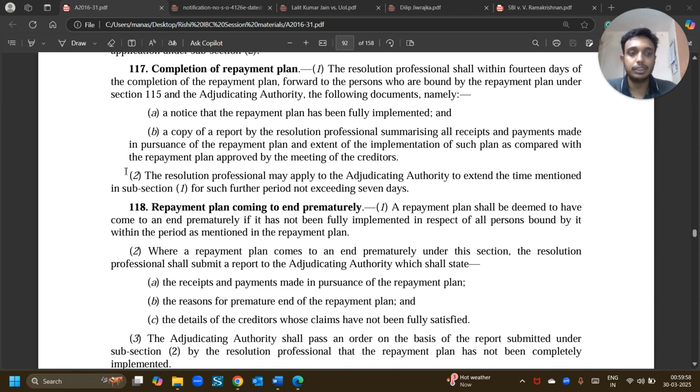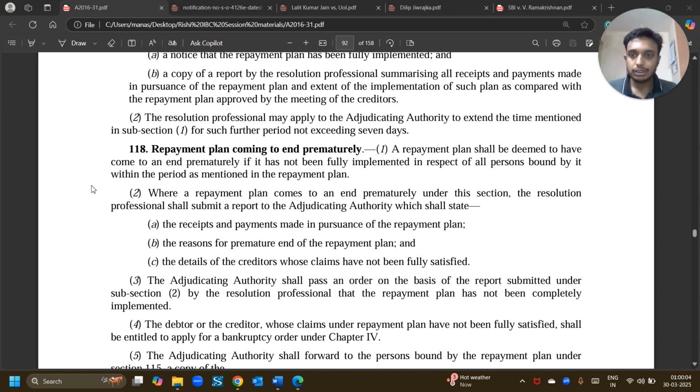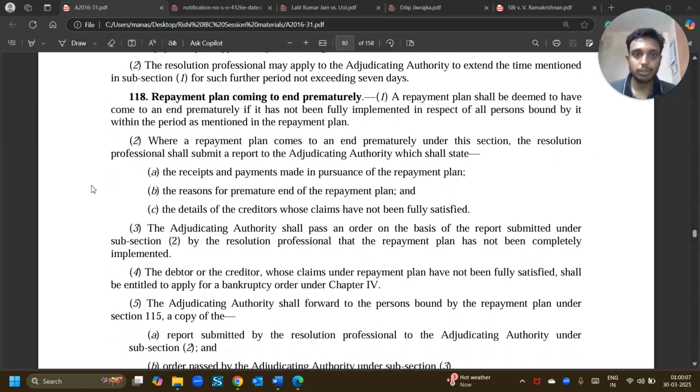So here, if there are any differences, the RP will collect all the data and give comprehensive data, and provide it along with the notice. Subsection 2 says the RP may apply to the adjudicating authority to extend the time mentioned in subsection 1 for such period not exceeding 7 days. So here again you can see the timelines are quite cut short and are strict.